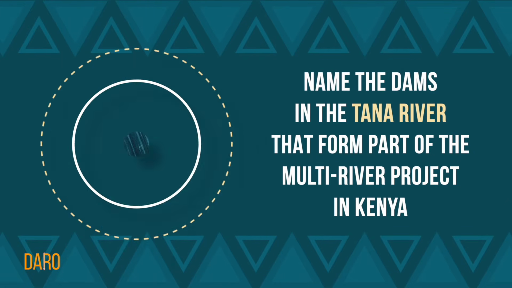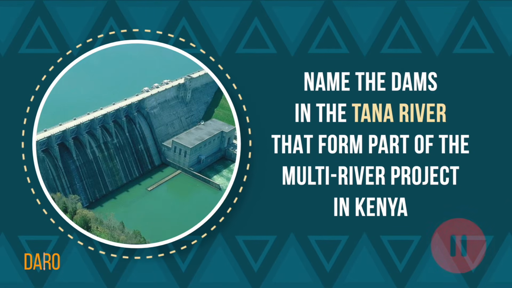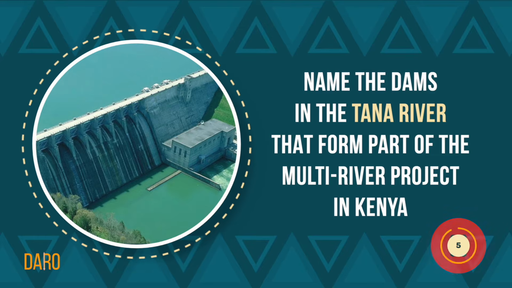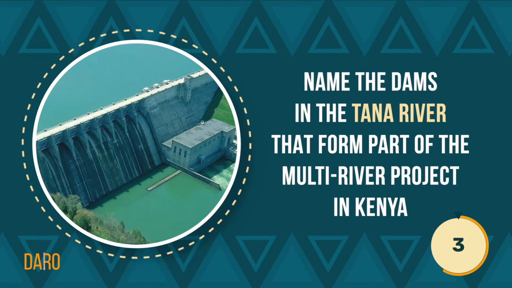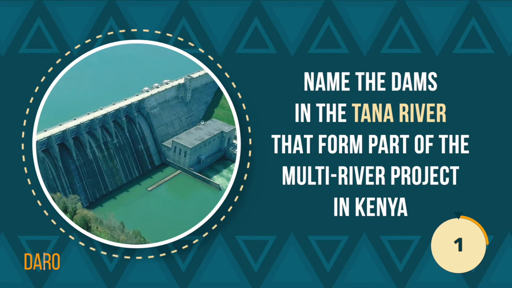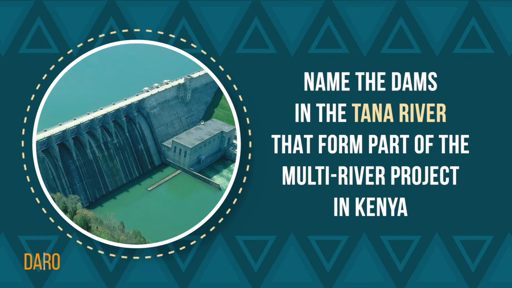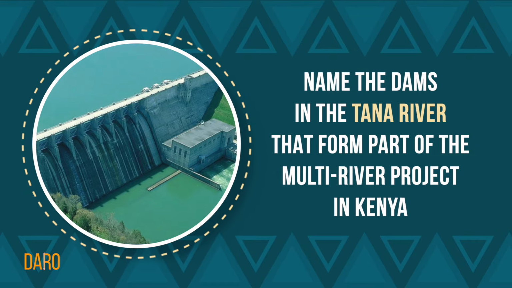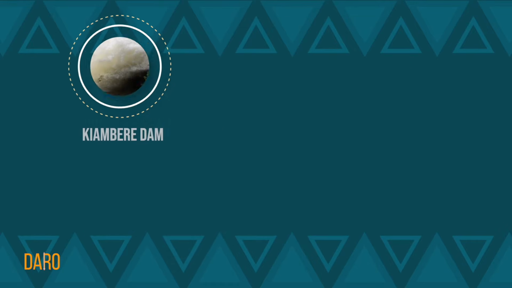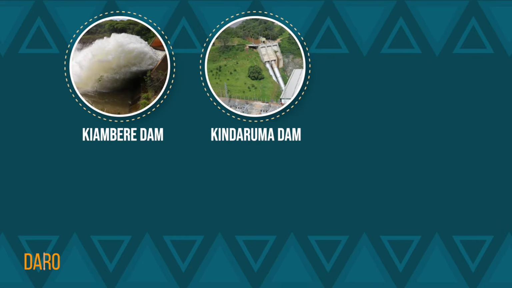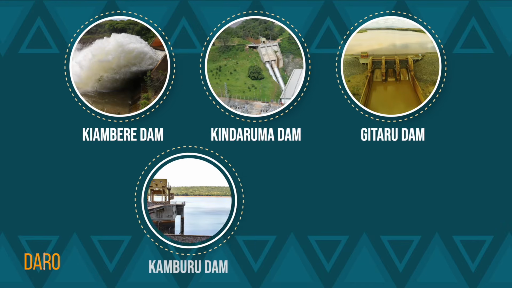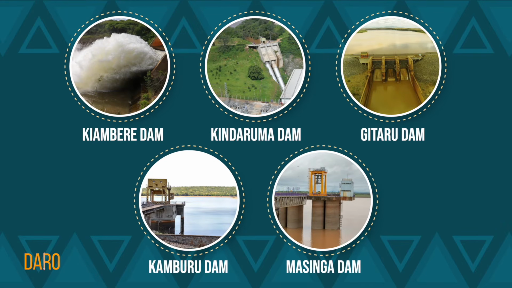Let's look at one more question. Do you know what the names of the dams are for the River Tana projects in Kenya? Well done. I'm sure you got all of them correct. These are the dams in the River Tana project: Kiambere, Kindaruma, Gitaru, Kamburu, Masinga.